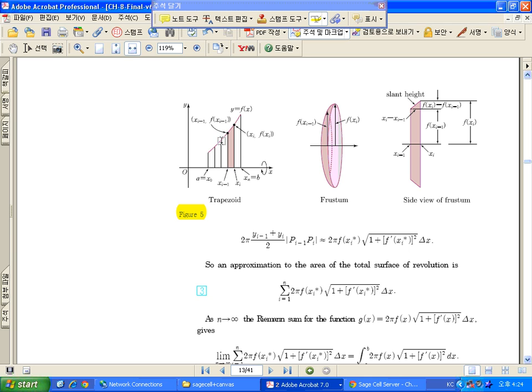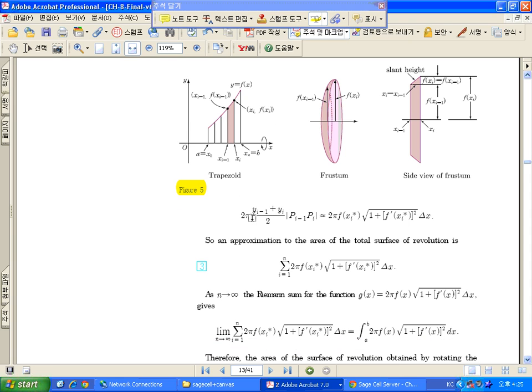As you see in figure 4, we find the area here and rotate it to find the surface area like this, and add all of those to get the surface area of revolution by the curve. We are looking for the surface area of each of them and adding all. So the earlier equation can be approximated by 2π f of x_i star times the square root of the expression that we have already shown before.